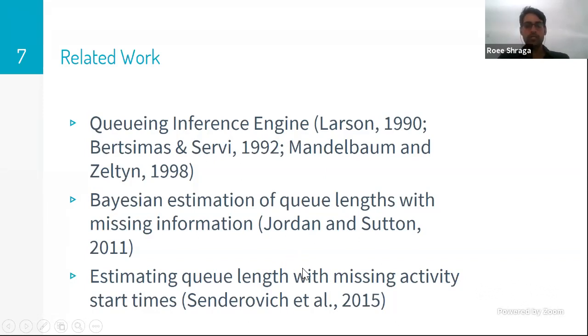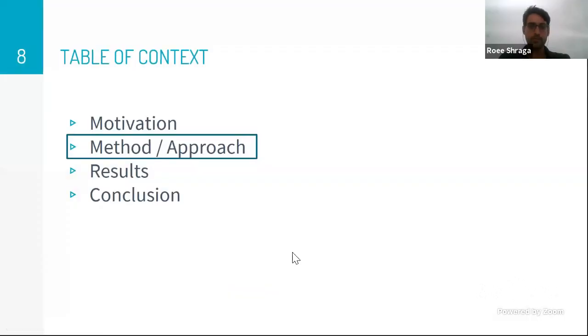Another related work is done by Michael Jordan and Charles Sutton, who proposed a Bayesian inference approach to estimating queuing parameters under missing data. Lastly, in process mining, the approach by Senderovich et al. reconstructs queues when various information about the log is available. However, they do not handle the case that the arrival into the system is unknown. We move now to our proposed methodology.